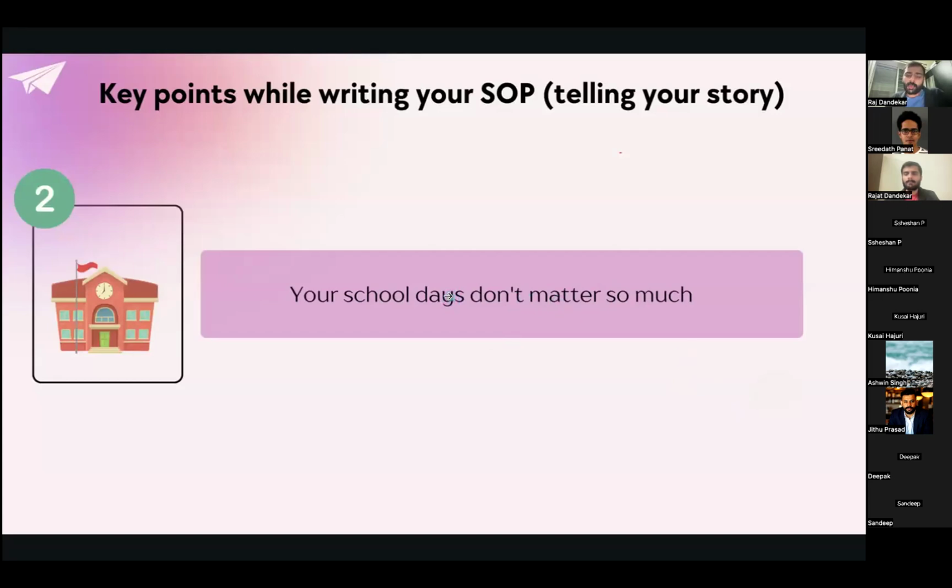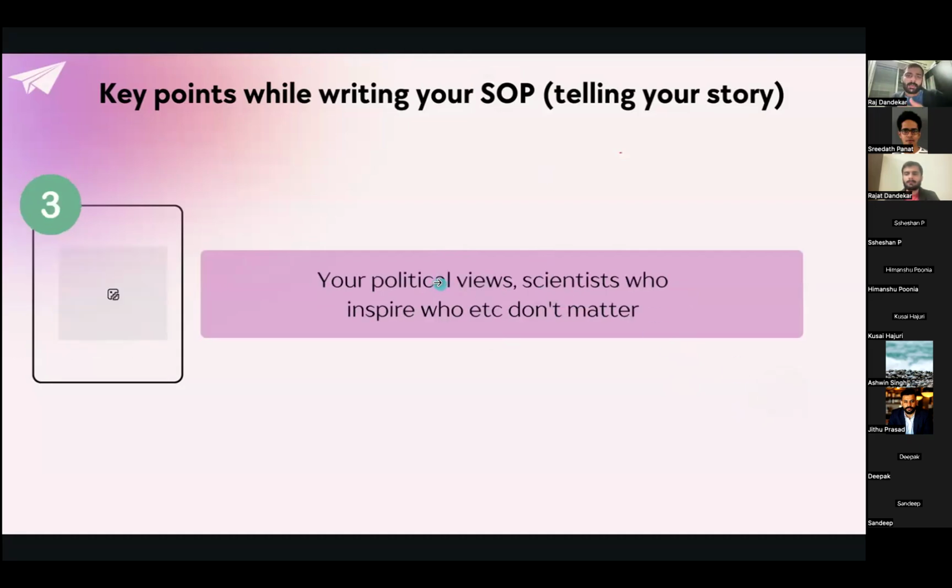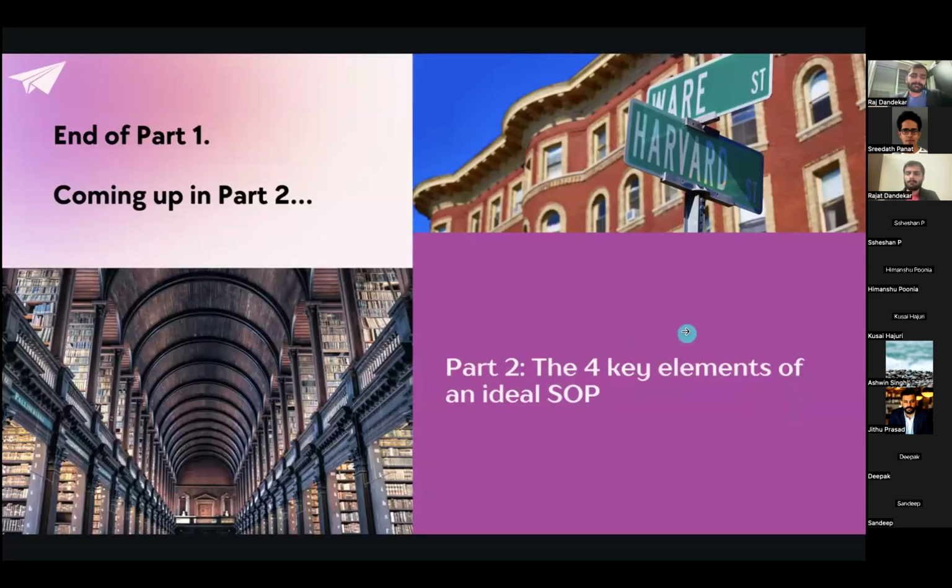Secondly, school days don't matter too much. All that matters is what you have done after you got into undergraduate. And thirdly, don't write too many cheesy sentences like Elon Musk said this or this particular scientist said this. It does not matter too much. As I mentioned, all that really matters is the work you have put in and the results you have got.